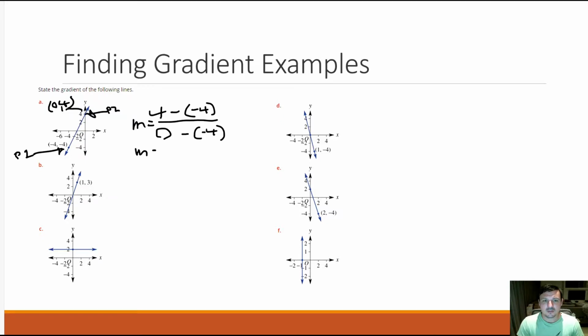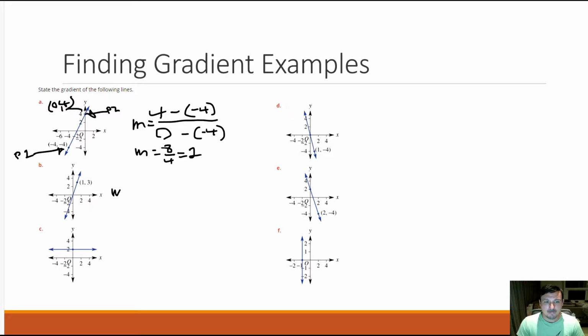And then it's just a matter of evaluating. So 4 minus -4 is 8. 0 minus -4 is 4. And then we simplify our fraction to get 2. And we're done. So our gradient in this case will be 2.